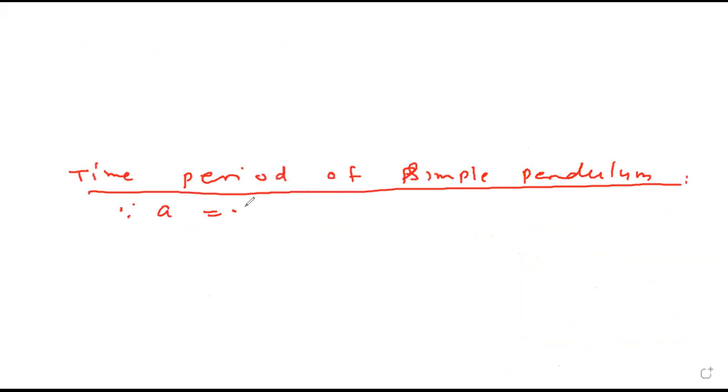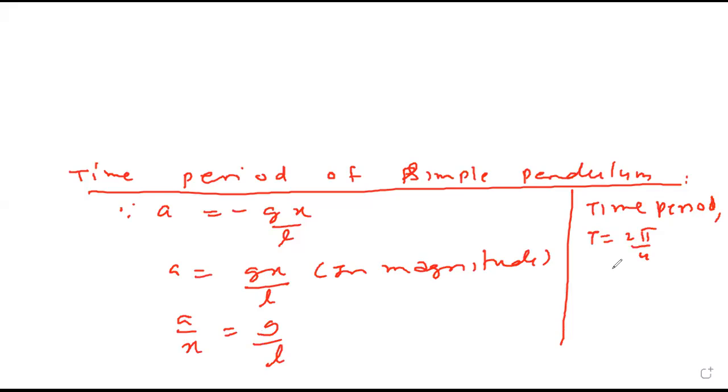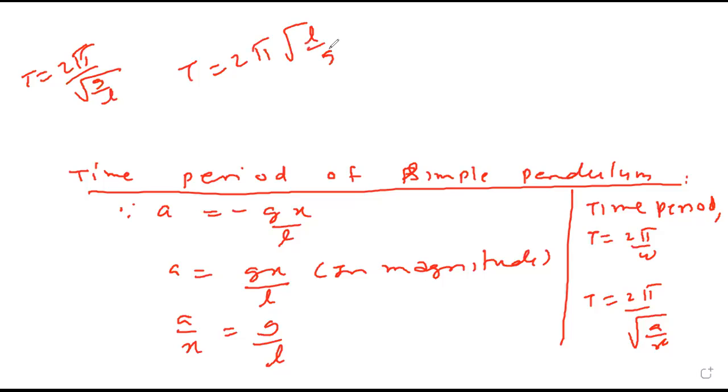Since A equals minus gx by L, so A equals gx by L in magnitude. From this A upon x equals g by L. Now time period capital T is 2 pi by omega, which is 2 pi upon root of A by x. I explained how omega becomes root A by x, that is root g by L. So T is 2 pi root L by g.